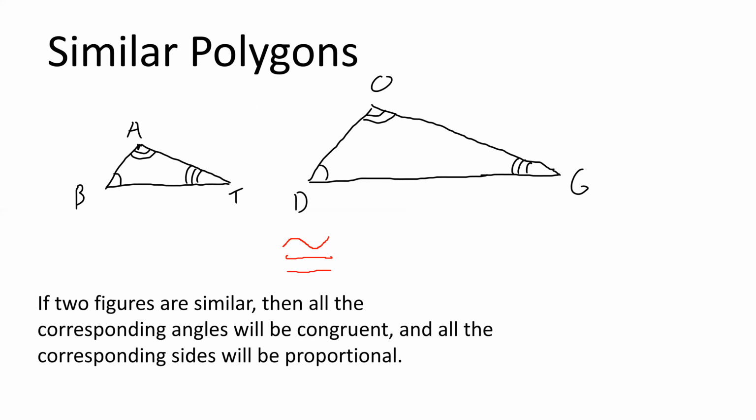Well, now we have a different symbol for similar, but it's essentially just the same squiggly line that we have on top, just no equal sign. So on here, if I want to say these two figures are similar, I can say that triangle BAT is similar to triangle DOG. So these two triangles are similar. This is the way that we would write that statement.